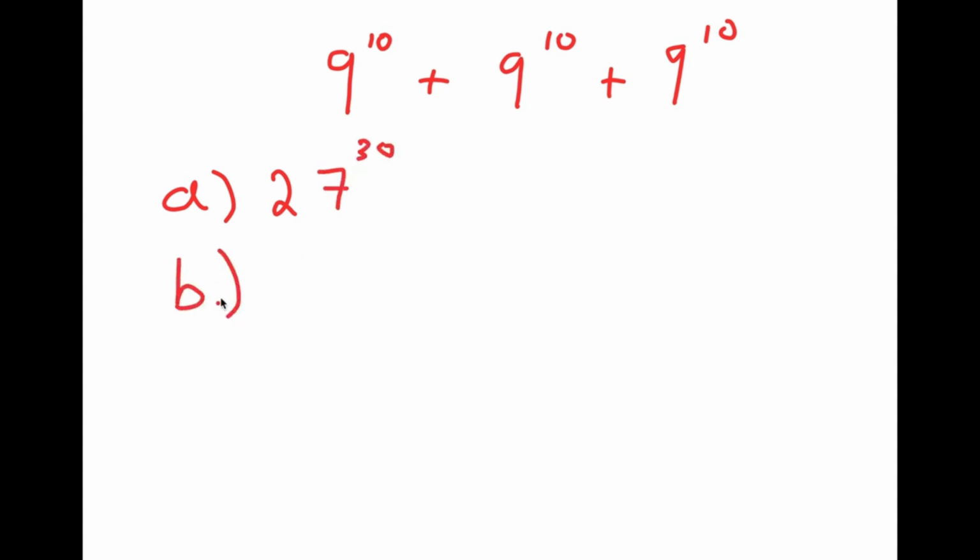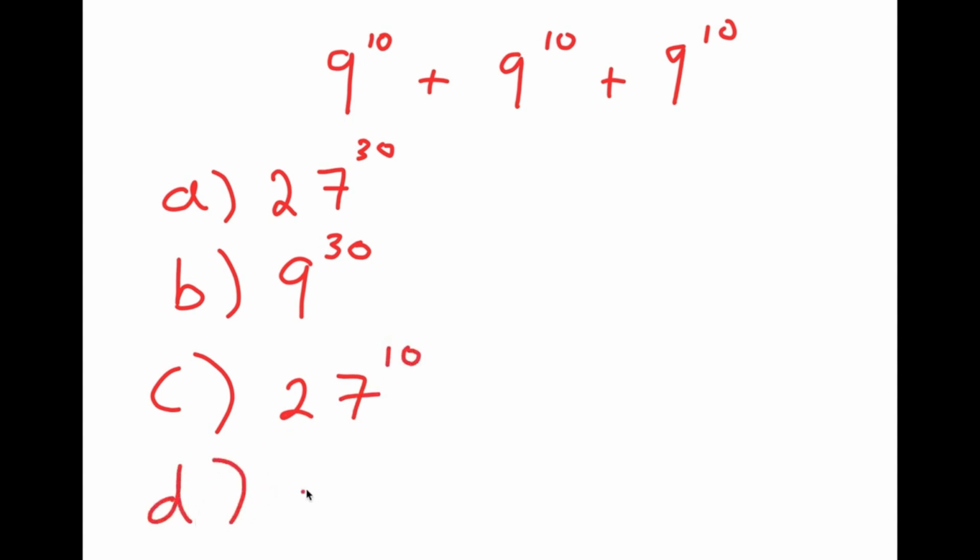For B, I have 9 to the power of 30. For C, I have 27 to the power of 10, and for D, I have 3 to the power of 21. So to first start out, let's go through all these option choices and see if they're right or not.